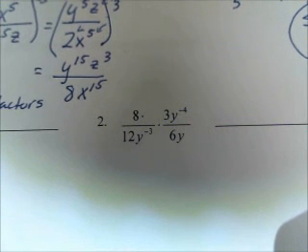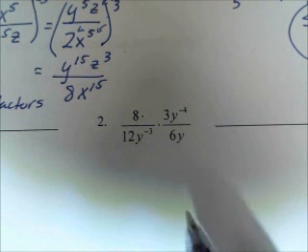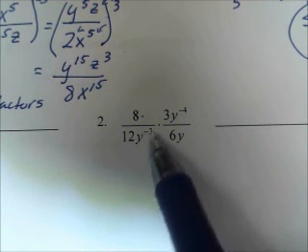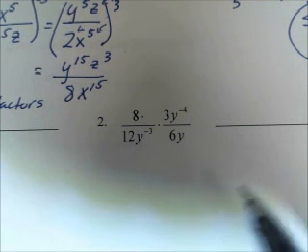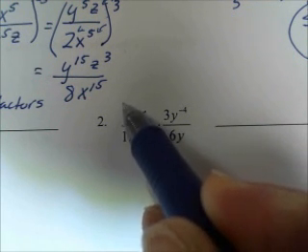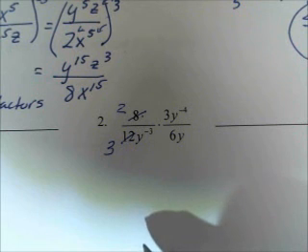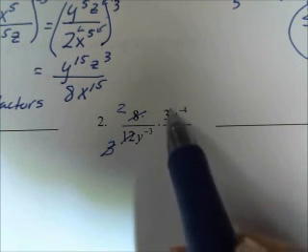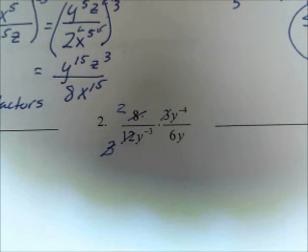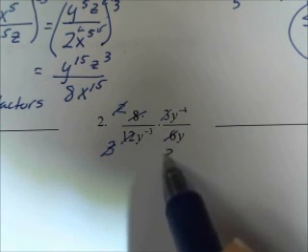Next, number 2. Again, there's different ways you can approach this problem, right? I can start off by taking the 8 and the 12 and reducing that, dividing each by 4. And now that this was brought down to a 3, then I could take this 3 and divide it out with the 3 in the numerator. And the 2 and the 6 would reduce.